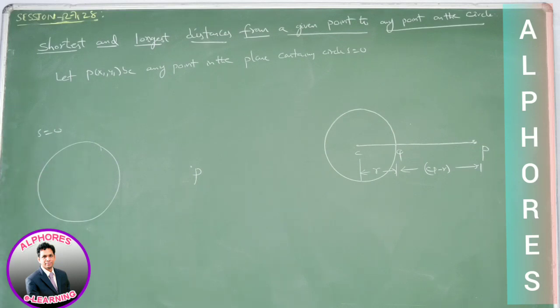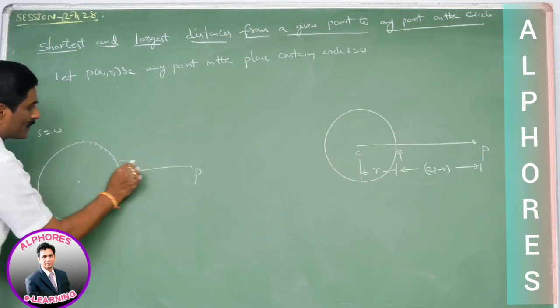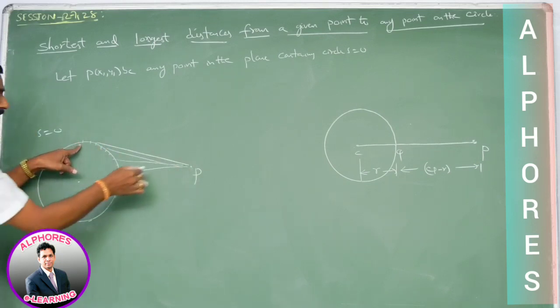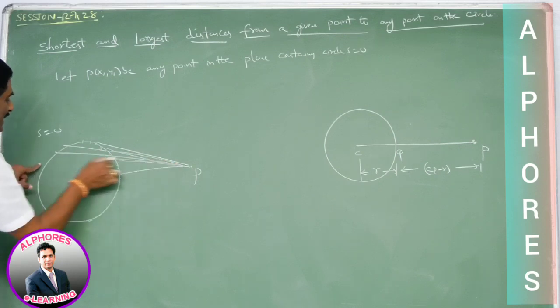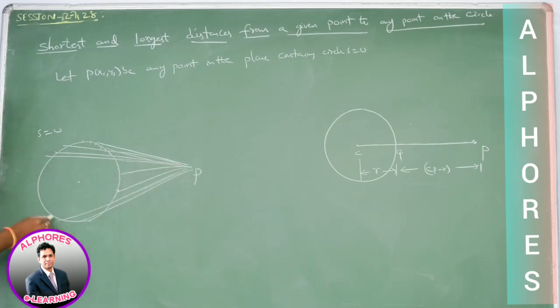Next, the shortest distance from P to any point on the circle. The circle contains an infinite number of points. Suppose this is one of the points on the circle. If we join P to one of the points, this is the distance. These are the distances from P to points on the circle. Please observe these points: the distance increases. In a particular case, we get the shortest distance.